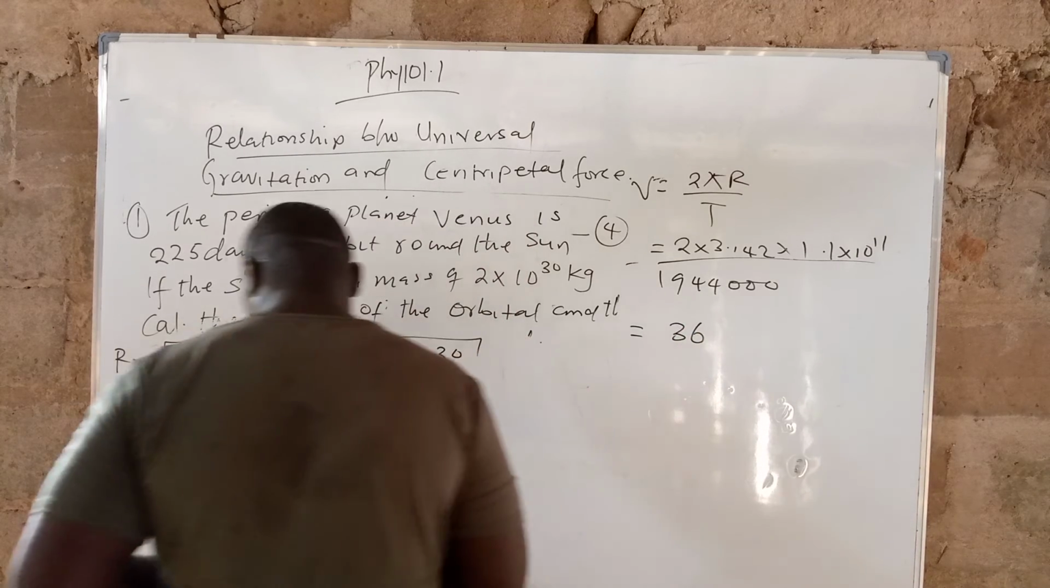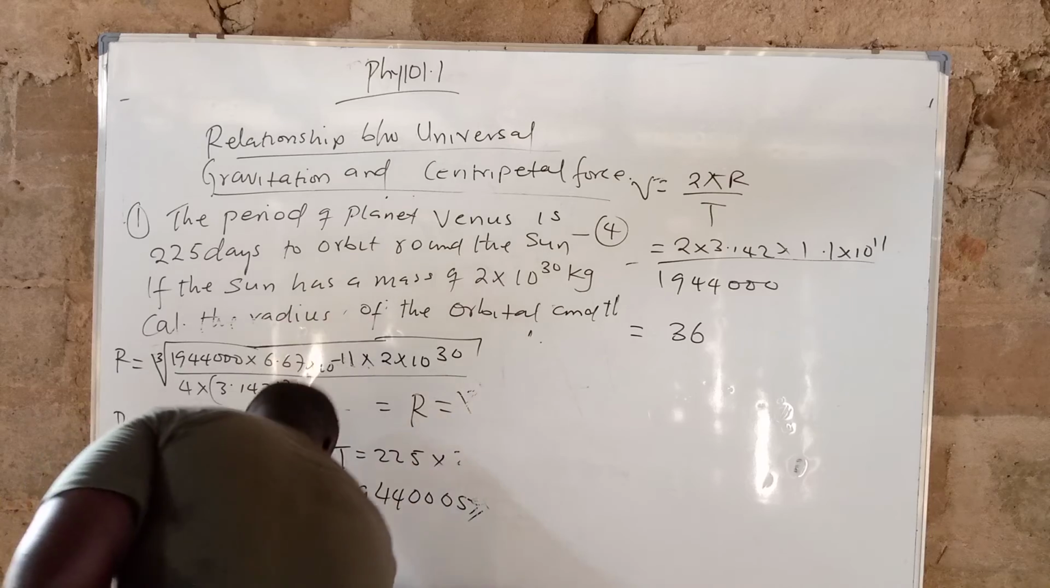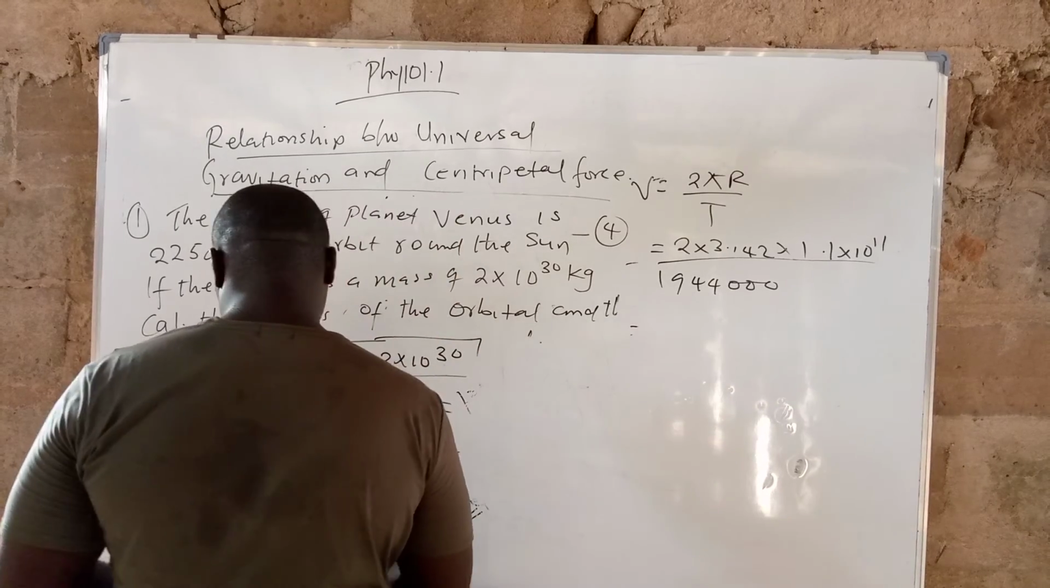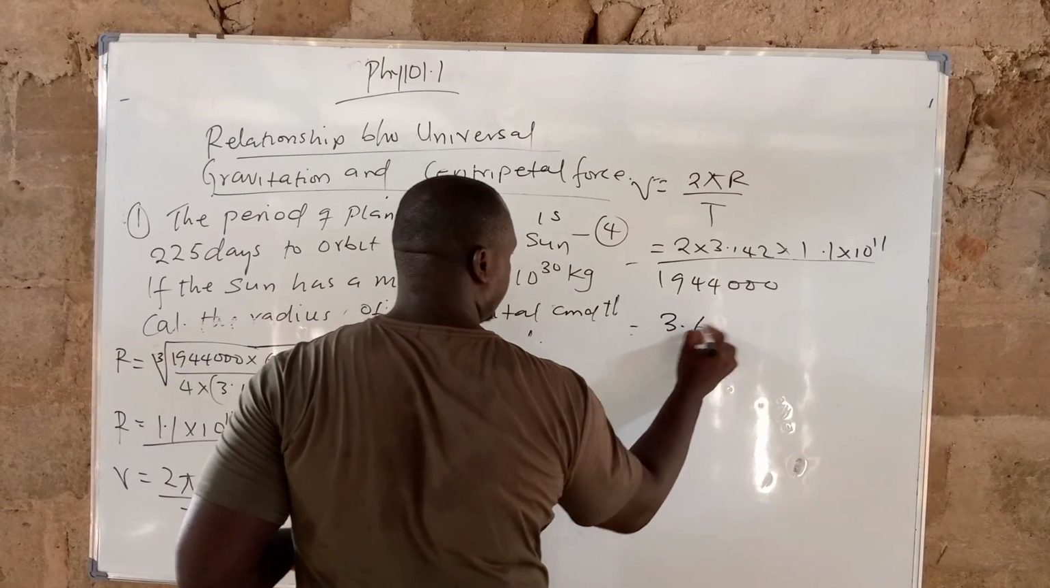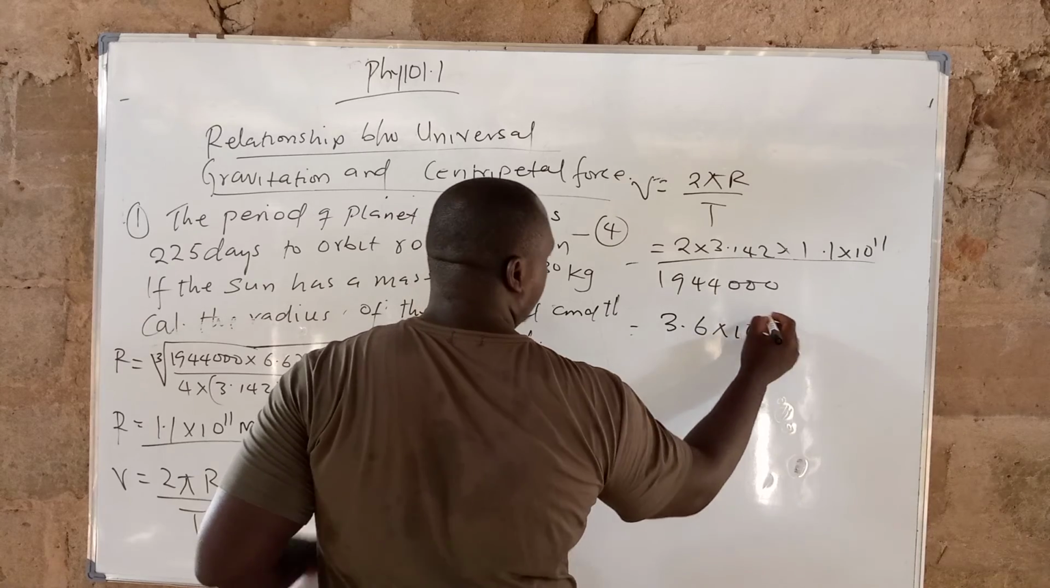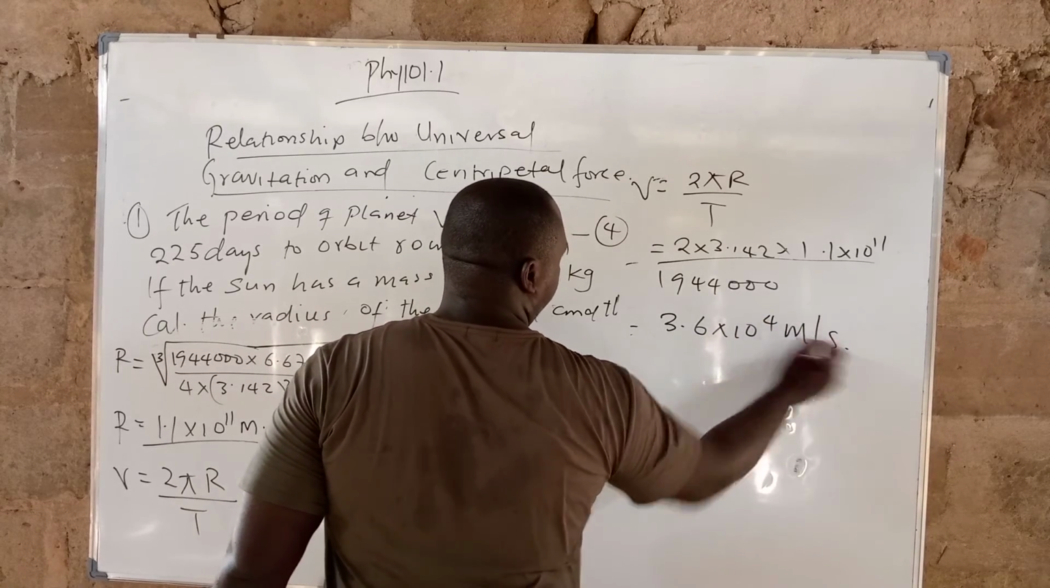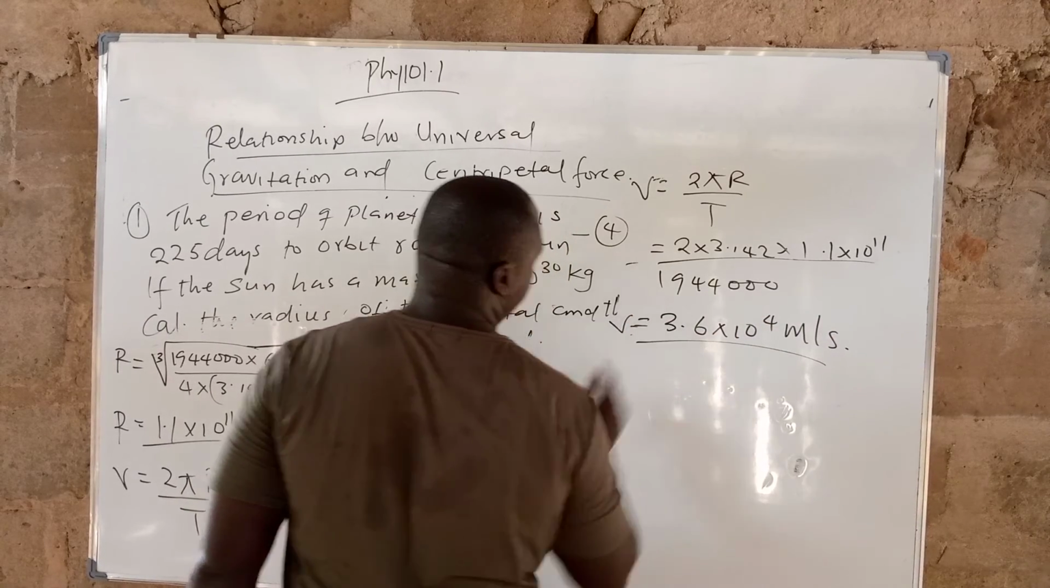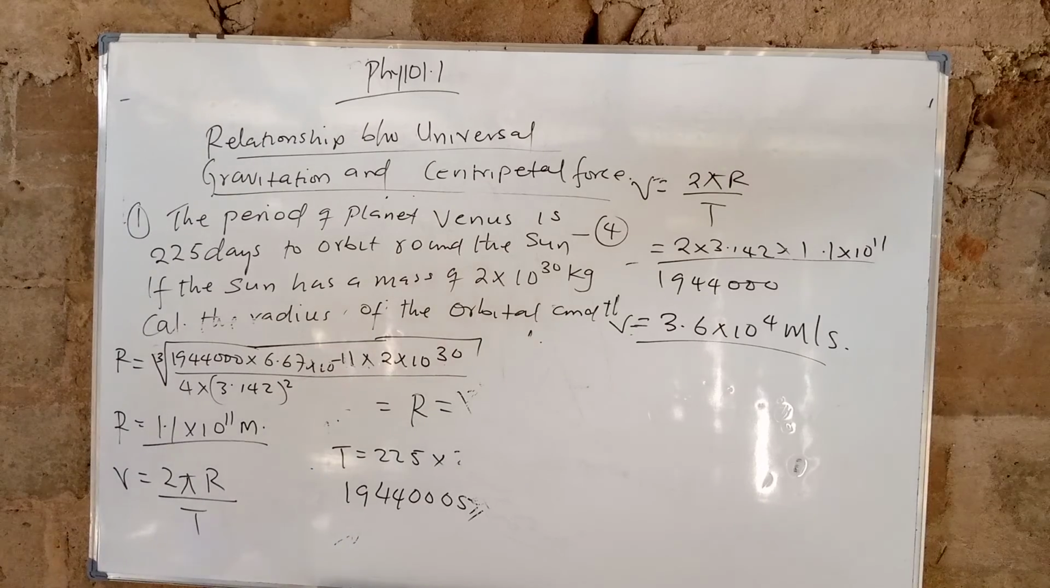And that will give you an answer of 3.6 times 10 raised to the power of 4 meters per second. That is our velocity. And so that is how to calculate the orbital speed, the period or the radius, using the relationship between the universal gravitational force and the centripetal force. That is all for this video.